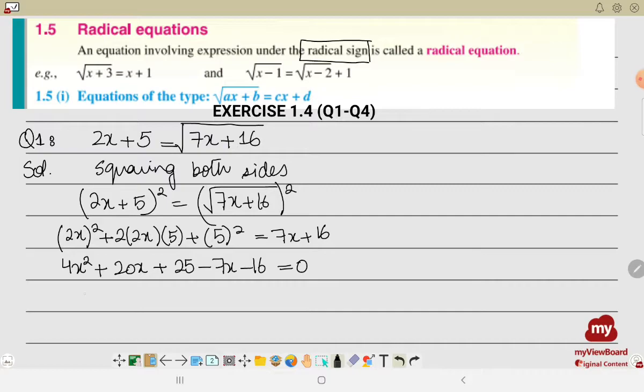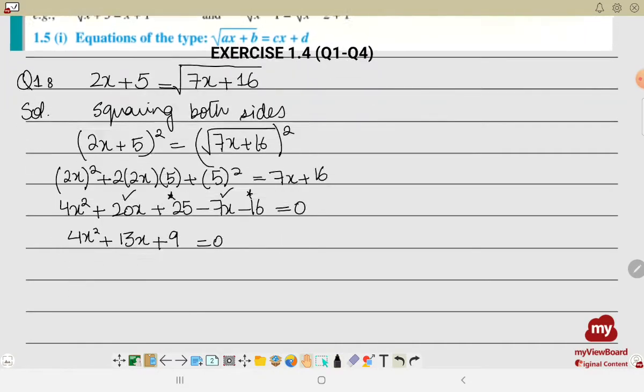Now we have 4x square as it is, plus 20x and minus 7x are like terms, so we'll solve them. We'll have plus 13x, and then plus 25 and minus 16 are constant terms. We'll add them. We'll have plus 9. Now you see that we have converted the radical equation to standard quadratic form. Now we'll further solve it.